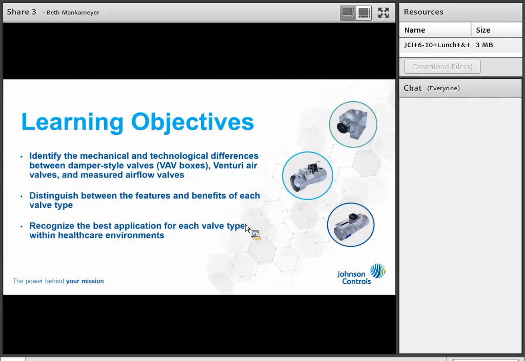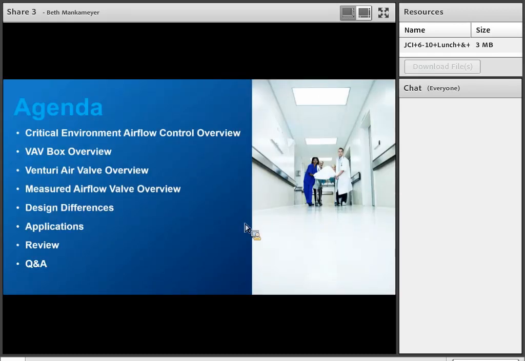So our learning objectives today are to identify the mechanical and technological differences between VAV boxes, venturi air valves, and measured airflow valves. And then we're going to distinguish the features and benefits of each of those, and then recognize the best application for each of those. And this is how we're going to do it. We're going to start just with a critical environment overview, so we're all on the same page. And then we're basically just going to go over definitions and then capabilities and considerations for all of the airflow valves. And then we're going to get into the applications, and then you'll see a really good review box there at the end.